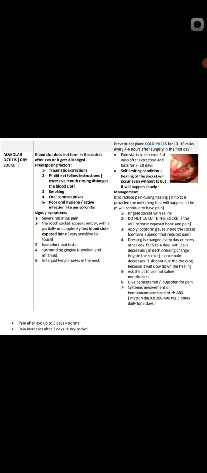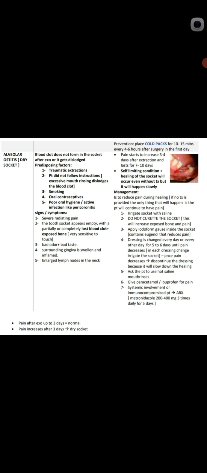Now come to the signs and symptoms. In signs and symptoms, there is a severe radiating pain. The tooth socket appears empty with a partially or completely lost clot plus exposed bone, very sensitive to touch. There is a bad odor plus bad taste. This is the point: bad odor and bad taste. And the surrounding gingiva is swollen and inflamed. There are enlarged lymph nodes in the neck.